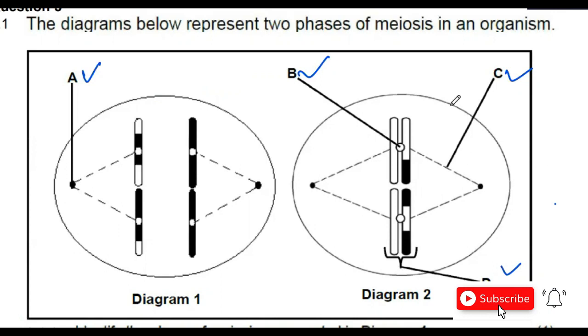And then what causes these differences in the chromosomes or chromatids? It's because of crossing over. When does crossing over take place? It takes place during prophase one. How does it take place? Homologous chromosomes align together.